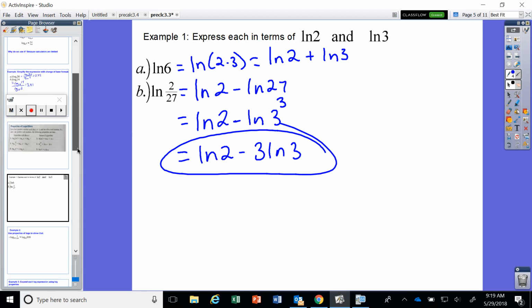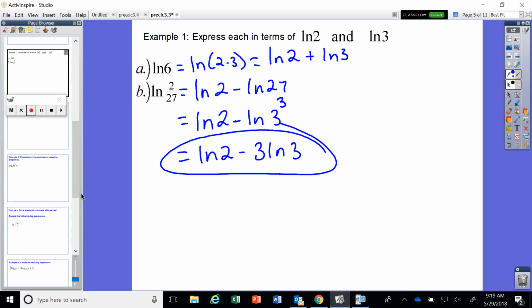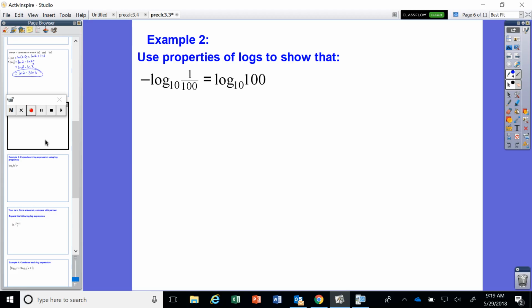All right, let's keep pushing forward a little bit, guys. Let's see what we come up with. So, in the next example, we want to use the properties of logs to show that, in fact, negative log base 10 of 1 over 100 is equal to log base 10 of 100. What? How's it going to be possible here? Well, let's find out. What I want to do first and foremost is start off by getting rid of that for now and starting from scratch and figuring out what I can do to condense or expand this out a little bit.